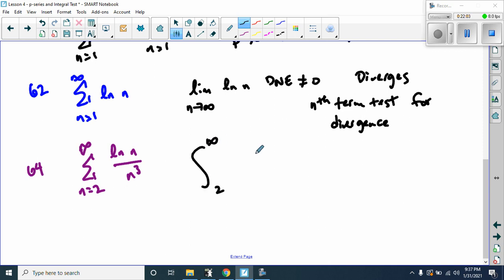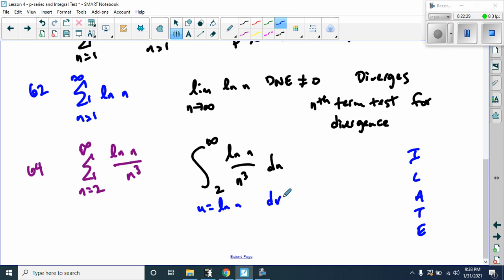from 2 to infinity, ln n over n cubed dn. This is not just a straightforward u substitution. I can't make u equal to ln of n because then I'm going to have 1 over n. So we are going to do it by parts. Logarithms before algebraic functions. So natural log of n is u. n to the negative third dn is dv.